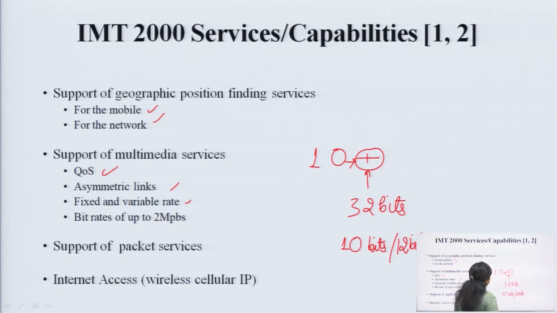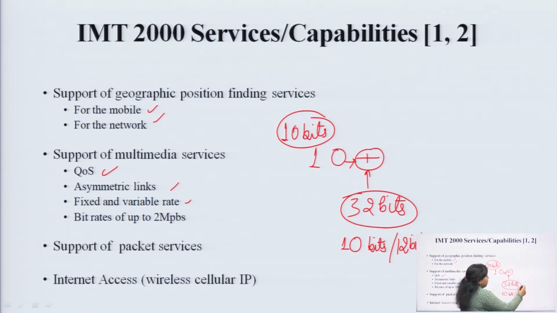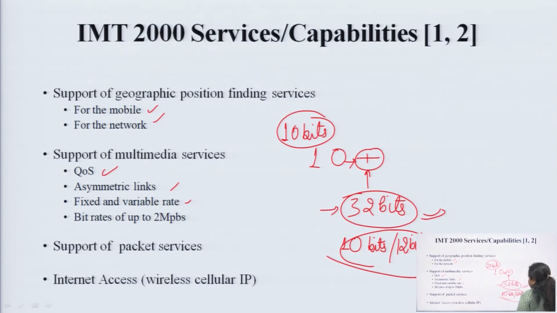But in case, let us say, I have a 10 bit message signal, and I want to perform the encryption with this 10 bits of data, then 32 bit is a good decision as compared to the 10 and 12 bits, because it will provide higher security as compared to the previous case. So, this is variable in nature. That is why it is written that fixed and variable rate, both are supported by this IMT-2000.